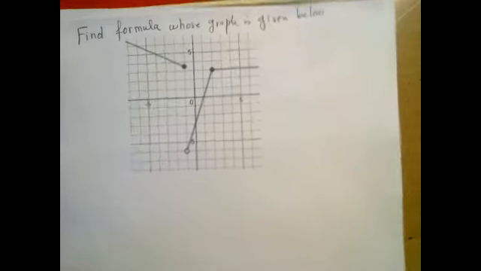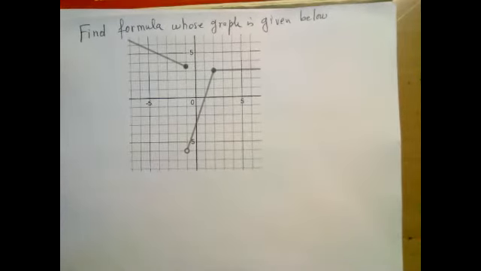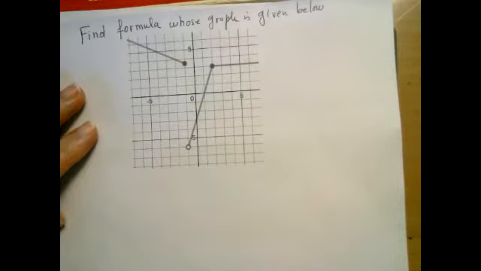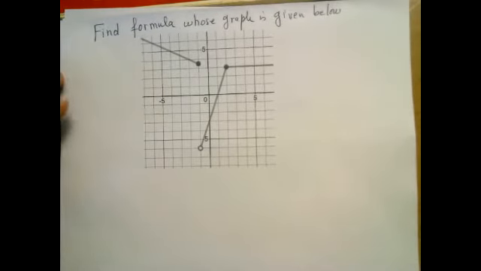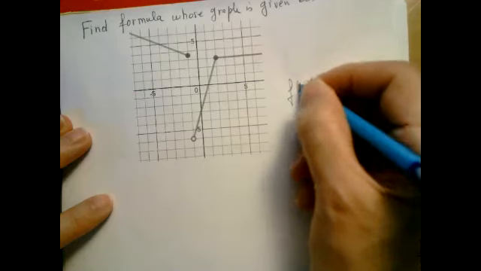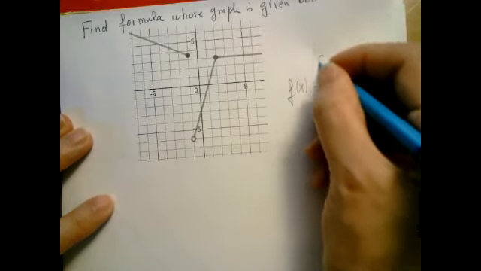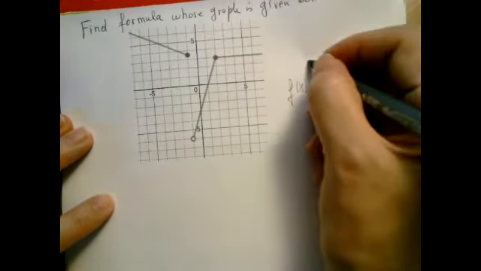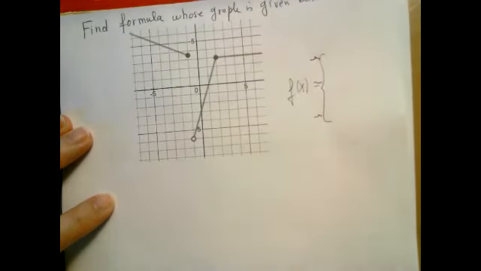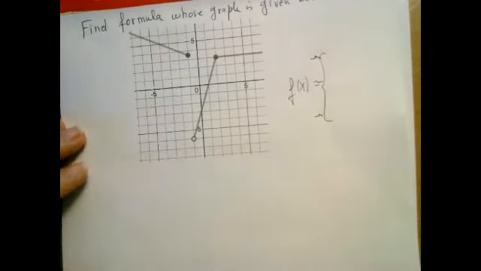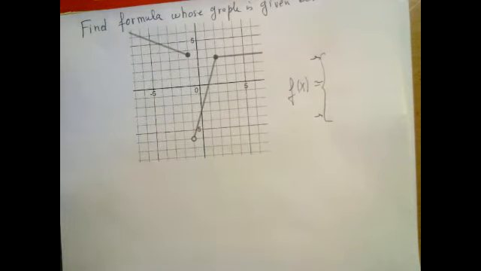So, all right, this is my graph. Okay, and the question is, find a formula whose graph is given below. So how can I find a formula? The formula is going to be something like this. One formula, another one, and another one. That's how the function will be given. So how are we going to find the pieces?